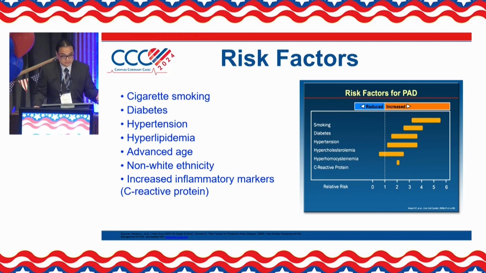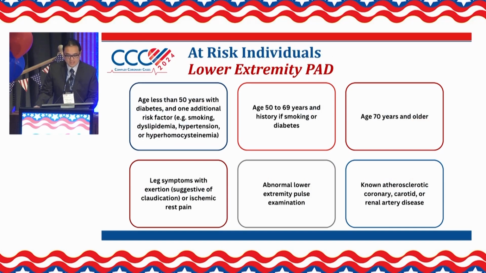So what are the risk factors? The normal culprits, right? Cigarette smoking, diabetes, hypertension, hyperlipidemia, similar to the risk factors for CAD. So who is at risk for lower extremity PAD? Well, you can see on the slide, I'm going to just read off the slide. Age less than 50 years with diabetes and one risk factor, either smoking, high cholesterol, or diabetes. Age 50 to 69 years and a history of smoking or diabetes. Age 70 years and older. Patients who have leg symptoms, either suggestive of claudication or ischemic rest pain. Abnormal lower extremity pulse examination, and patients with known CAD or renal artery disease.